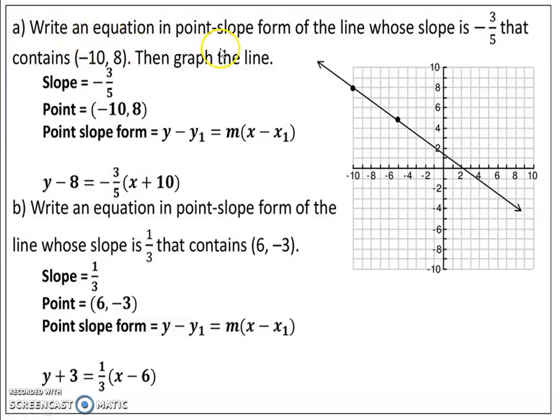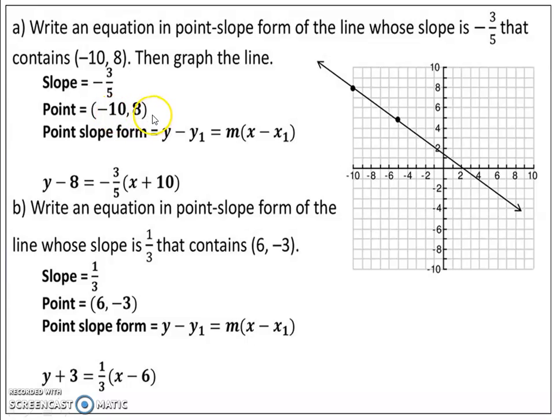Write an equation in the point slope form of the line. The slope is minus 3 upon 5 and it contains the point minus 10, 8. Then the graph of the line. We have the slope minus 3 upon 5 and the point is minus 10 and 8, so we use the point slope form: y minus y1 is equal to m in bracket x minus x1.